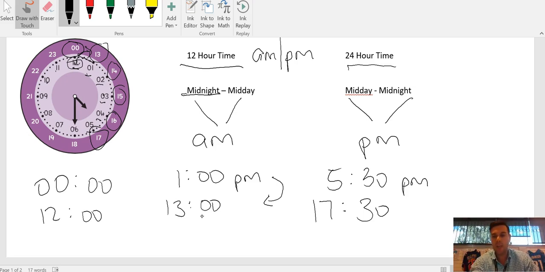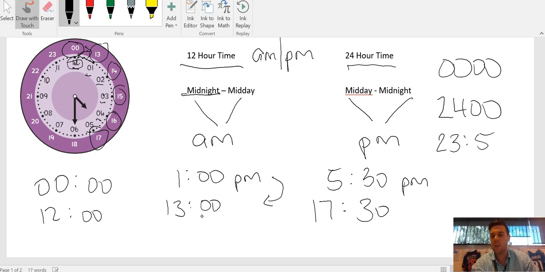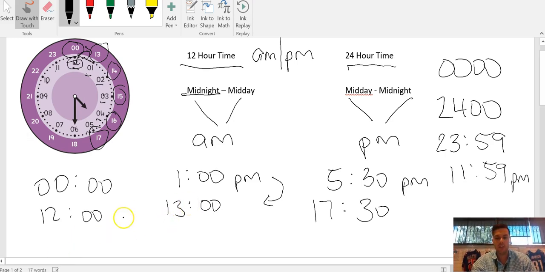Now, when you get back to midnight, it can be 0000, or you can say it's the 24th hour of the day, so we can say 2400. But generally, on a 24-hour clock, the last number you would see would be 23:59, which means 11:59 PM. Let's just put that there just to help us. All right, that's a little bit of an introduction.